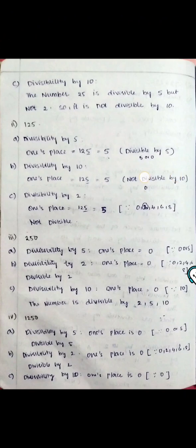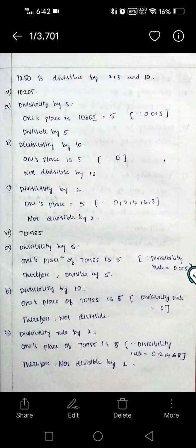The next number is 10205. Divisibility by 5: the ones place is 5, so it is divisible by 5. Divisibility by 10: the ones place is not 0, so it is not divisible by 10. Divisibility by 2: in the ones place we have 5, so it is not 0, 2, 4, 6 or 8, and it is not divisible by 2.